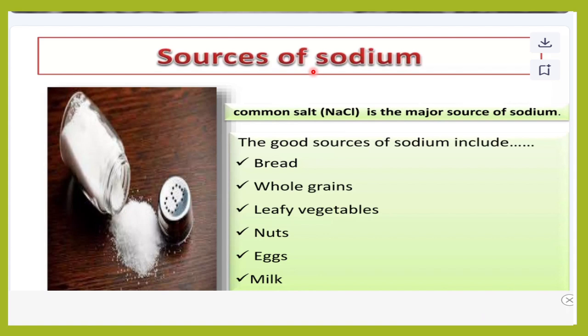What are the good sources of sodium? So sodium is usually found in the salt. Sodium is also found in breads, whole grains, leafy vegetables, nuts, eggs, milk. So these are the good sources of sodium. And the major source of sodium is NaCl, or the sodium chloride, or our salt.